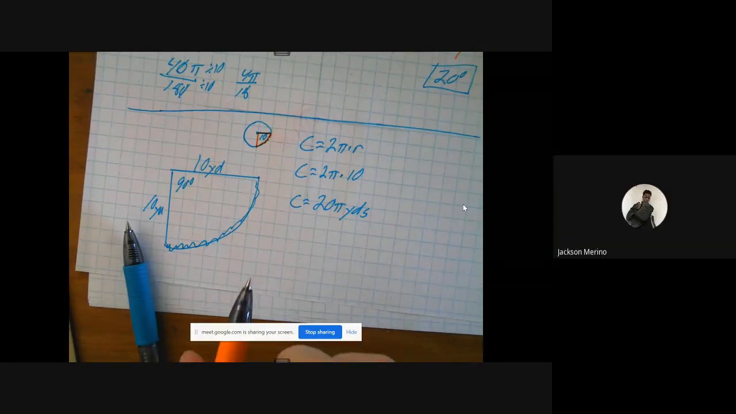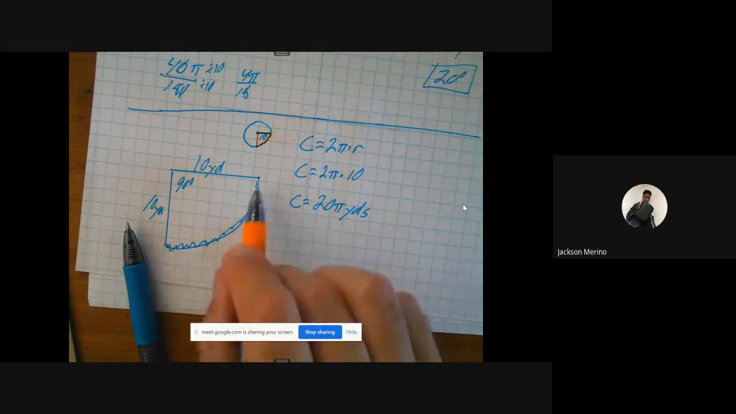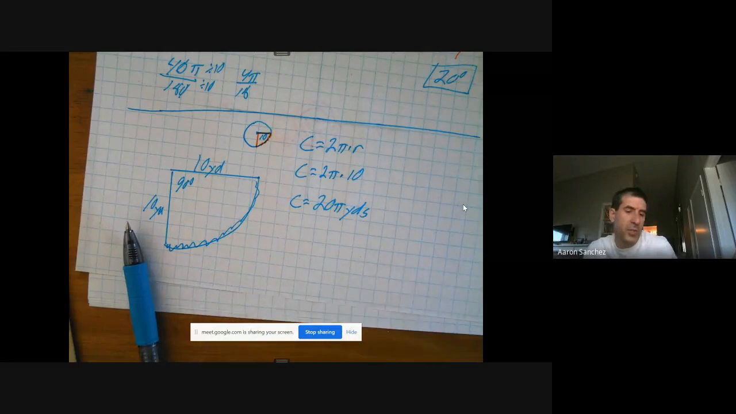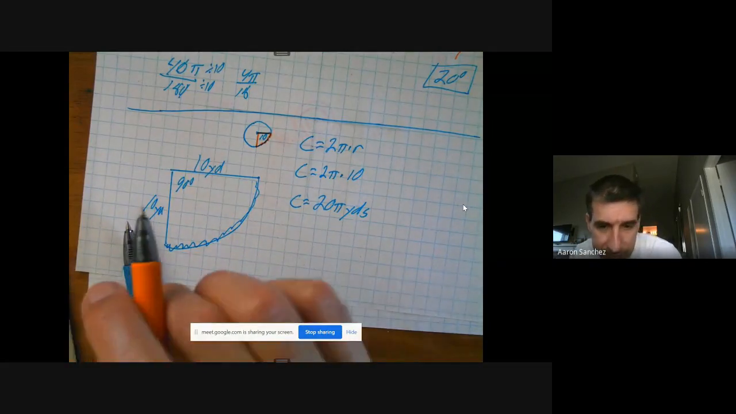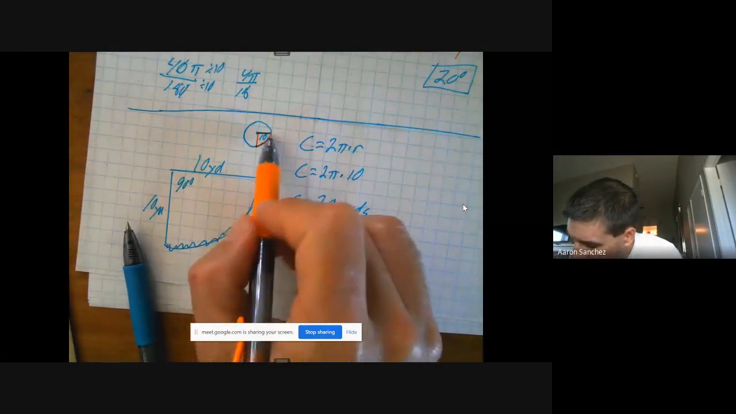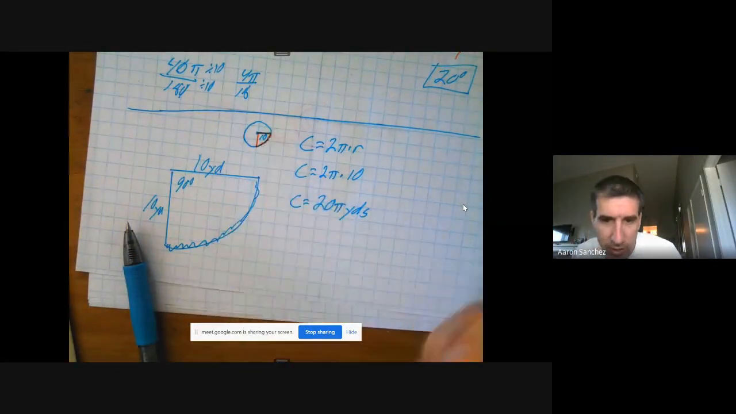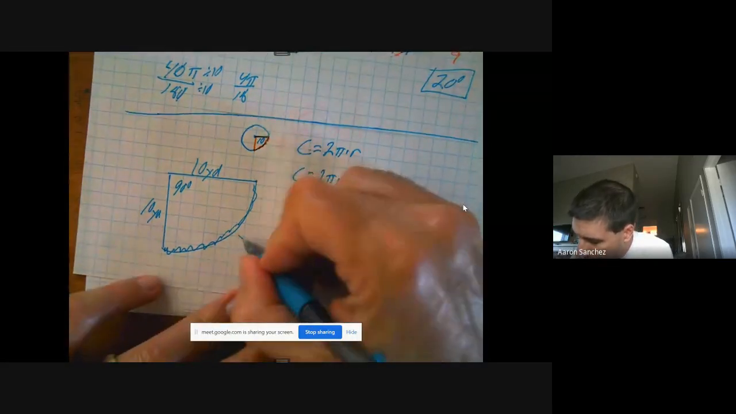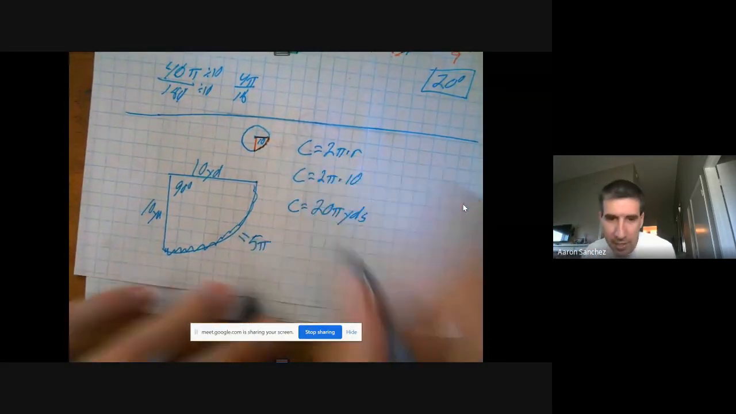So the circumference is 20, and that's only a fourth of the circle. So 20 divided by 4. Yeah, it's a fourth of the circle. Thomas, you get that? Yeah. If the whole thing is 20 pi and this is a fourth of it, then you do 20 divided by 4. And my answer is going to be 5 pi.